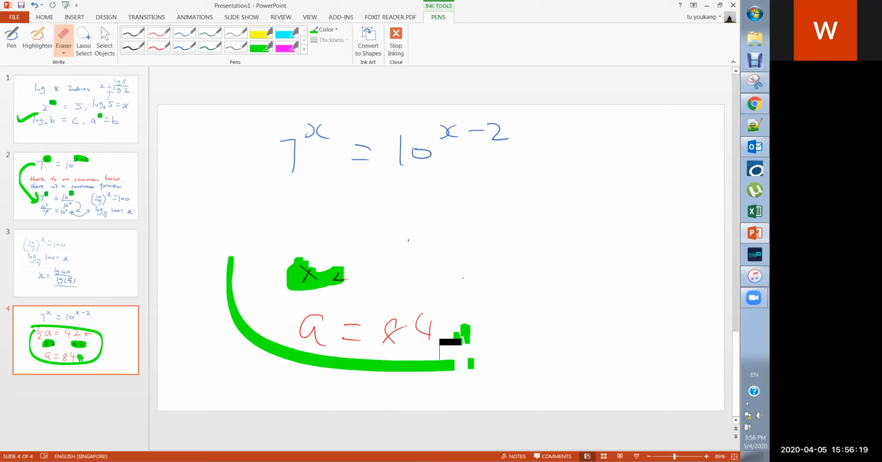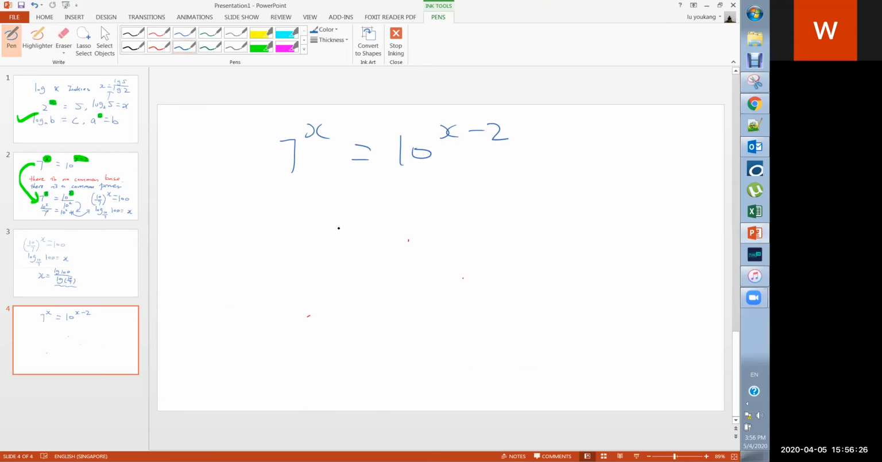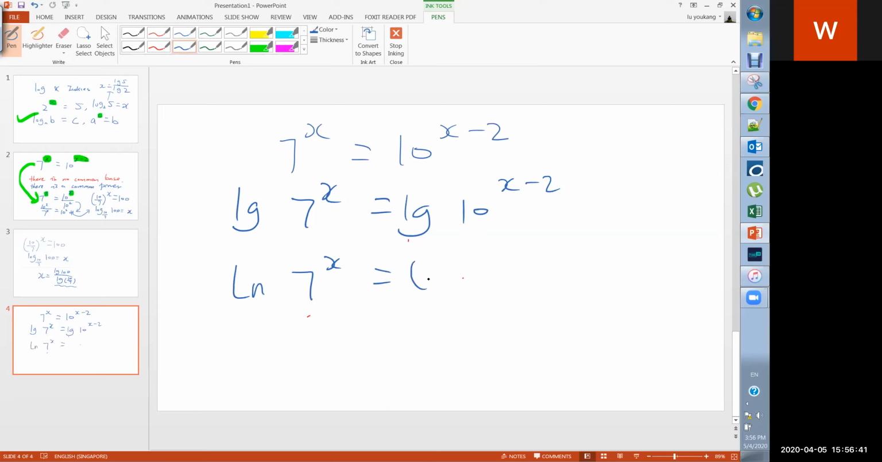You log both sides. Actually, you can also use LG 7 to the power x and LG 10 to the power x minus 2. You can use ln as well if you wish. Let's say you don't want to use ln, you want to use LG instead, that also works.